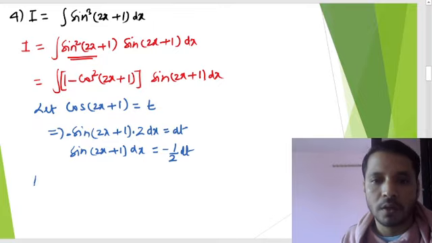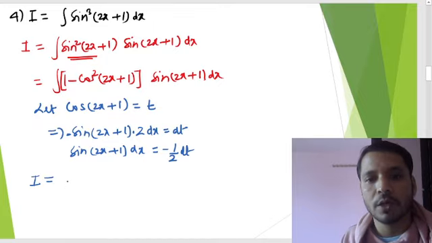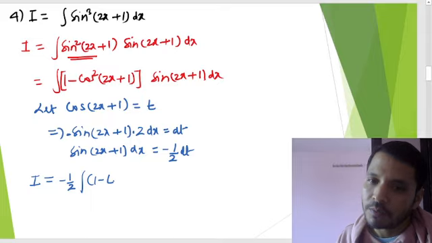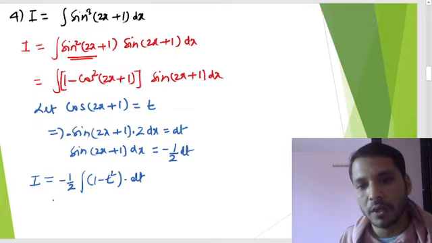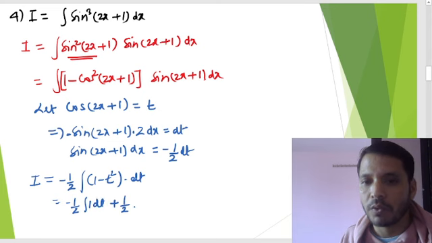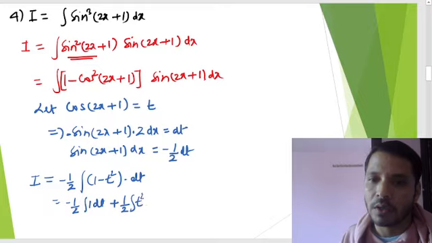So the integration will become now minus 1 by 2 outside, and here this 1 minus t square, and this is dt. So further what we can do, minus 1 by 2 into 1 into dt, and minus minus will become plus 1 by 2 t square dt.